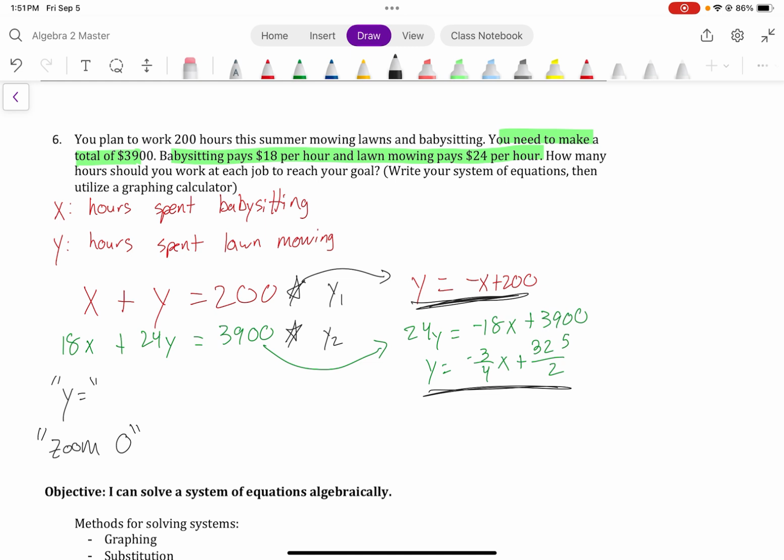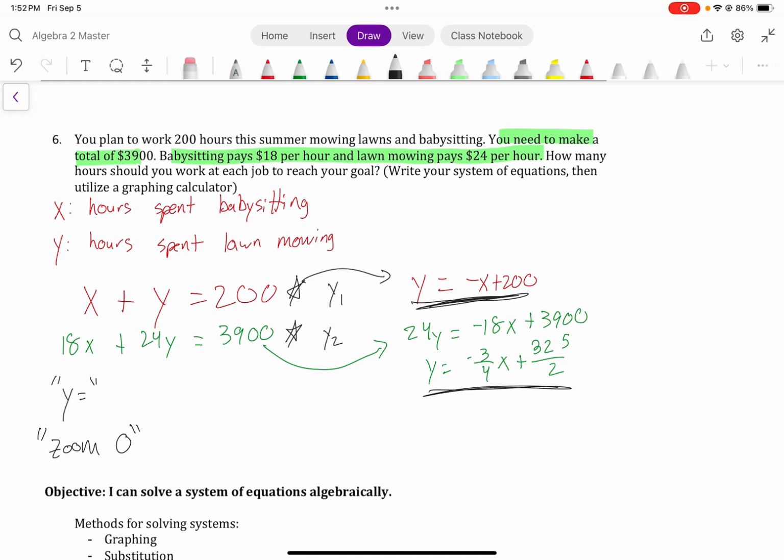What that does is zoom fit. It tries to get everything in the picture as best as it possibly can. When I do that, it's going to give me a picture, and my picture does not look like those lines run into each other at all. Okay? That tells me my window is not quite exactly what I want it to be.